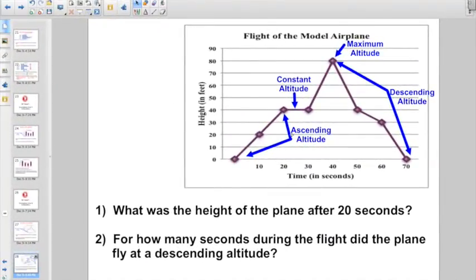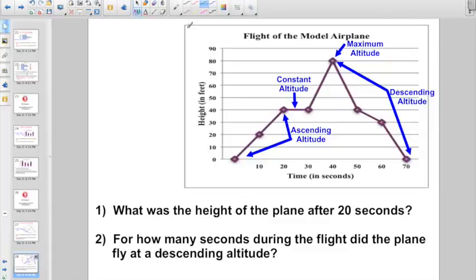So a few words I want to point out to you. When it starts going up, that's being referred to as the ascending. That word ascent means to go higher. Here is its constant altitude, when it's staying the same. That's what that word constant means. Here's more ascending altitude, and the highest point, that's the maximum altitude. And now it starts its descending altitude run. Descending means it's going lower.